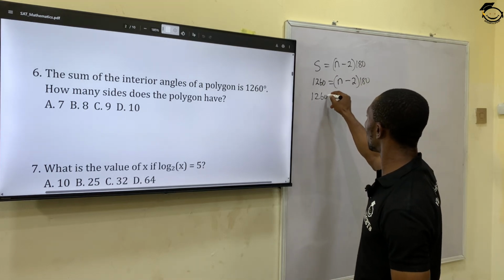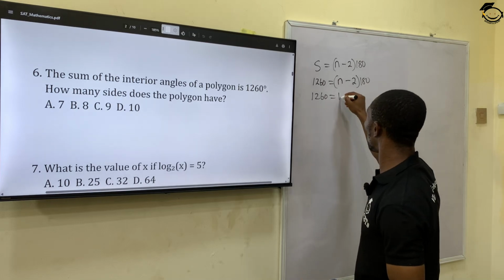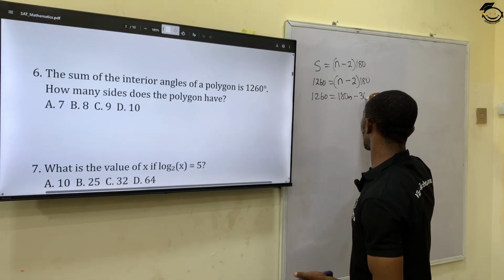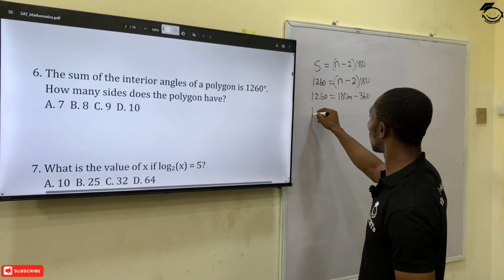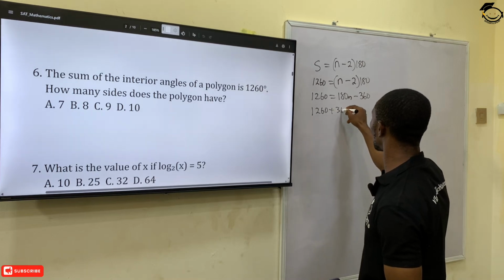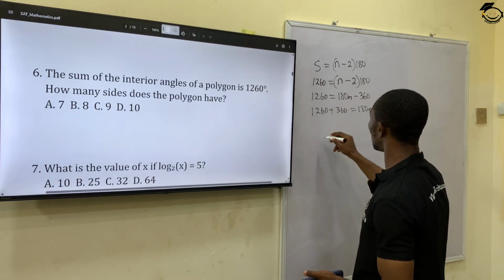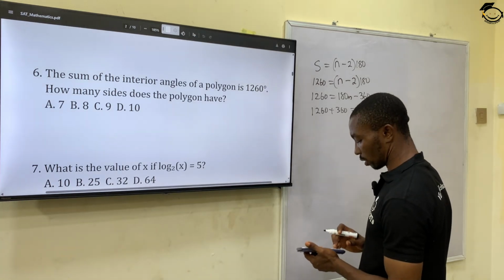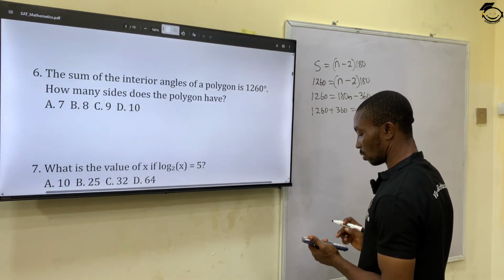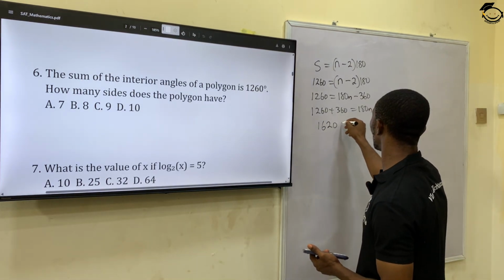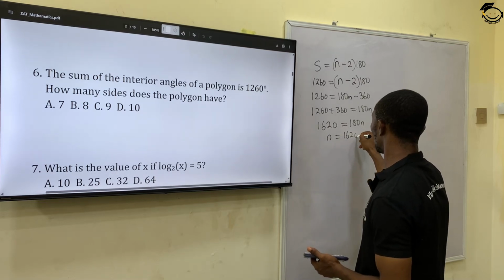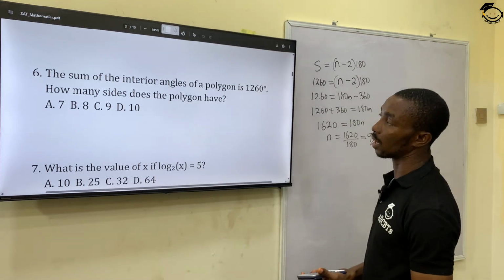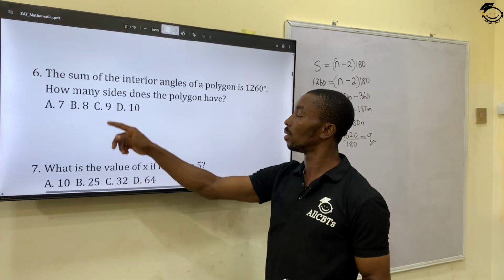So 1260 equals, opening this bracket, 180n minus 360. Now, collecting our like terms together, this becomes 1260 plus 360 equals 180n. So this will give us 1260 plus 360 will give us 1620 equals 180n. So n equals 1620 divided by 180, which will give us 9. So the number of sides of the polygon will be 9.